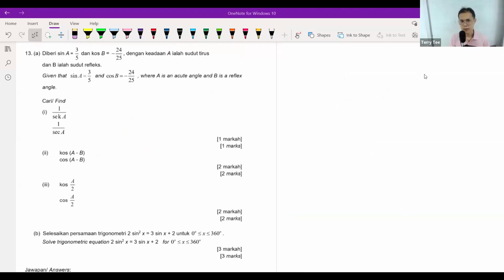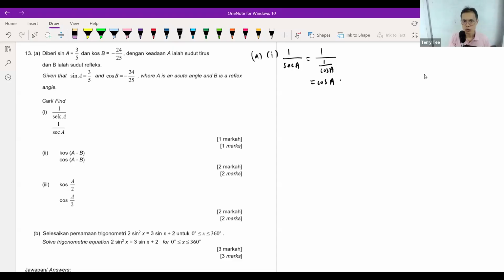Okay, so for the first part, it's kind of easy. We don't need to draw a triangle. Okay, maybe I do it here. Yeah, you don't need to draw a triangle. 1 over secant is 1 over cos. So 1 over secant A is just 1 over cos A. Flip it up, it's just cos A. Sorry, I think you need to draw a triangle, right? Your sine A is 3 over 5. It's not sine, it's cos.